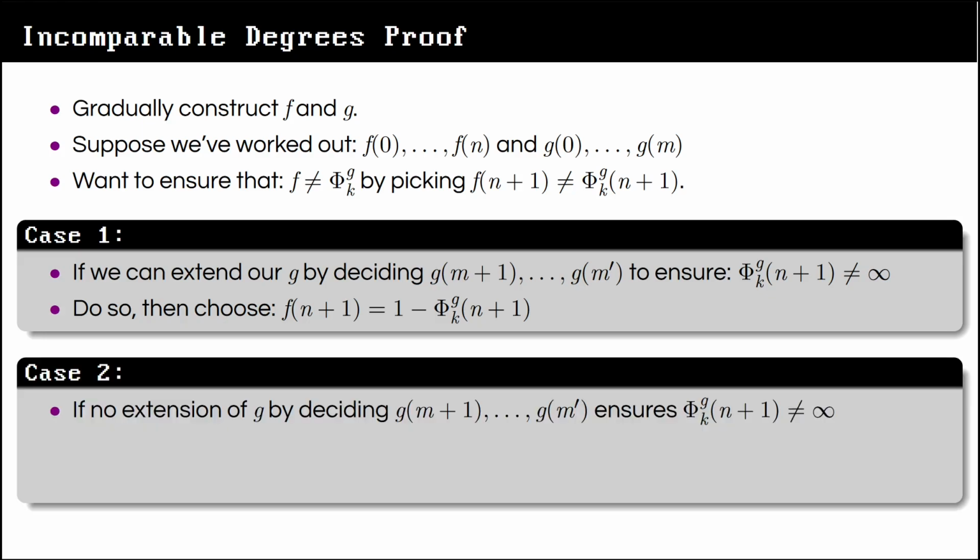The second case is that there's no finite extension of g that ensures that when we're finished constructing our g, the kth program with oracle g on input n plus 1 actually returns a value.